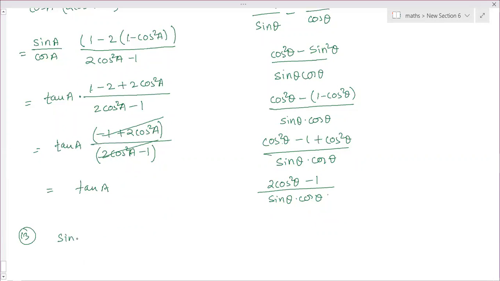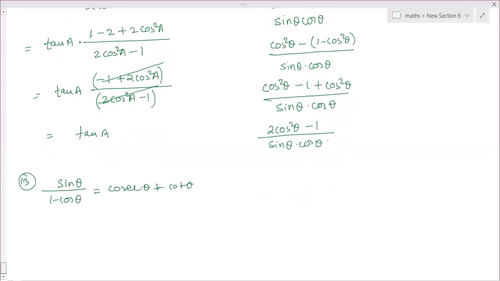Sin theta divided by 1 minus cos theta is equal to cosec theta plus cot theta. So here cosec means what? 1 by sin theta, plus cot theta is cos theta by sin theta. So ultimately what you need? 1 plus cos theta by sin theta you need. What you have? Sin theta divided by 1 minus cos theta. So how to get 1 plus cos theta?